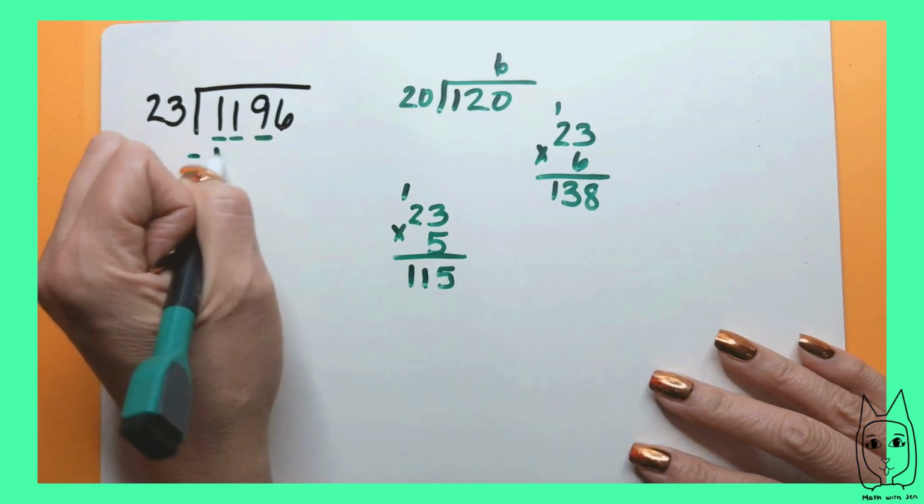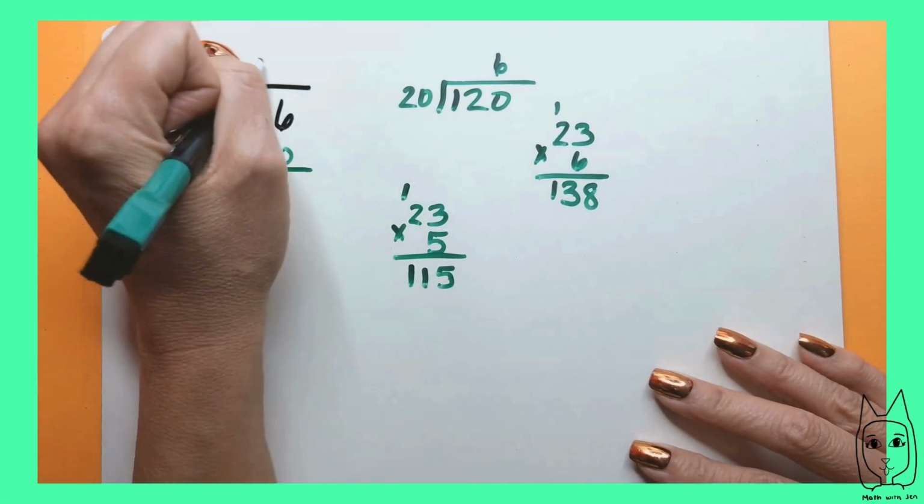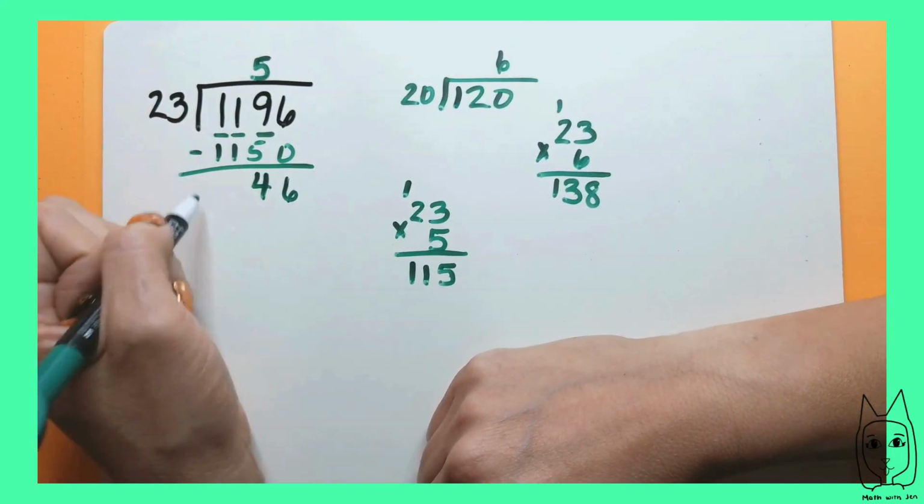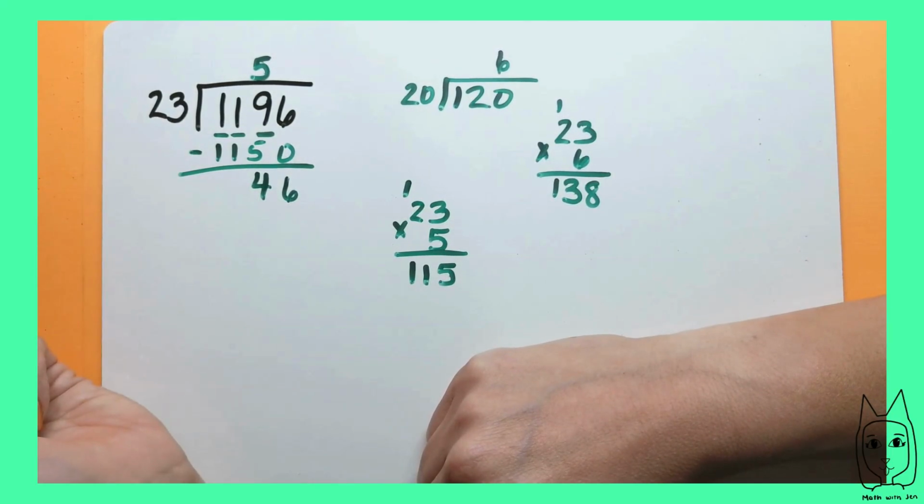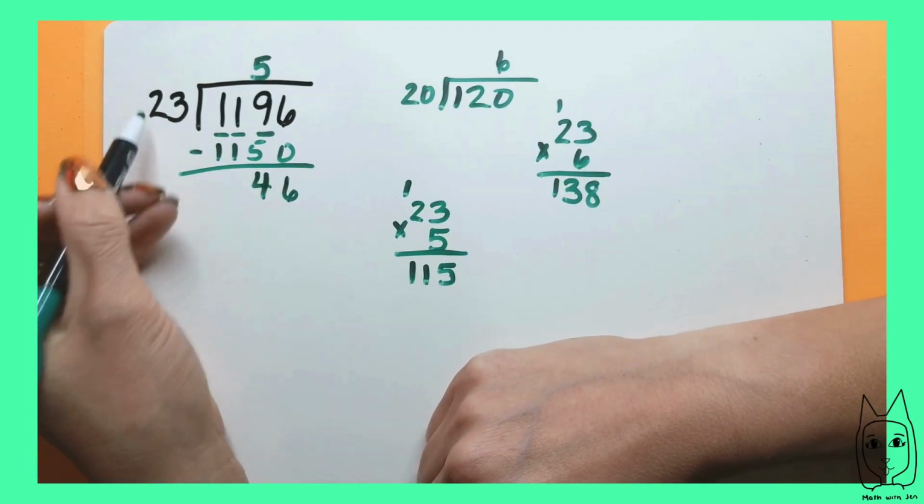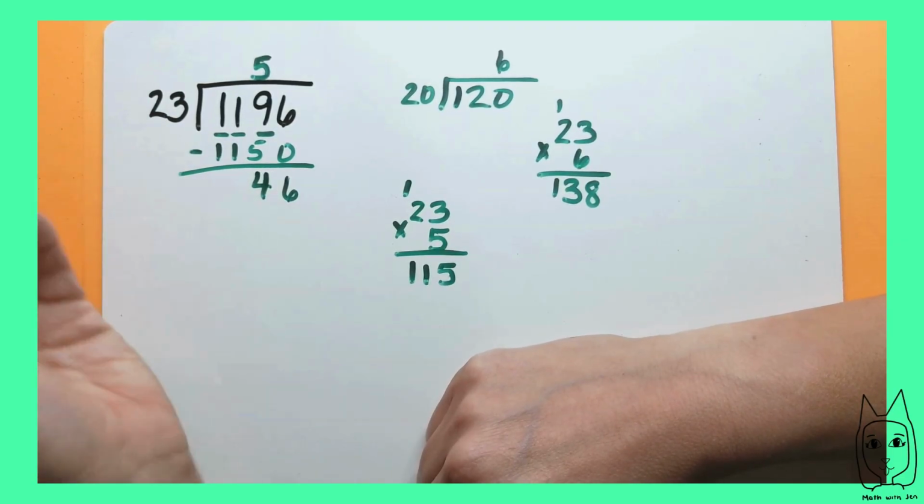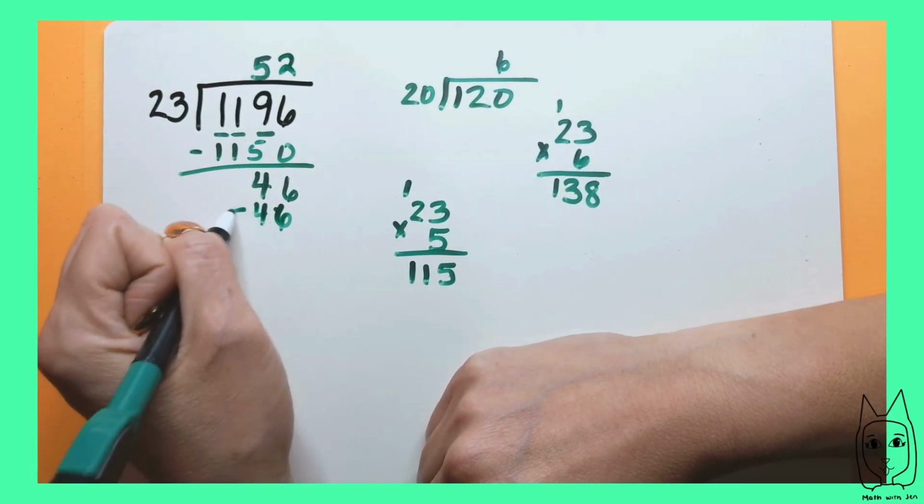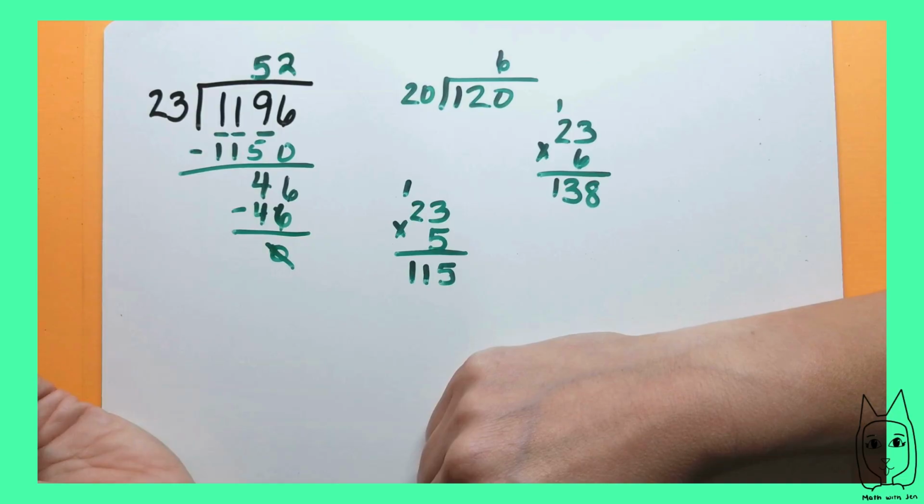I'm going to subtract 115. I'm going to put my 5 over the 9, subtract, and those are all zeros, so I have 46 left over. 23, we can maybe do this one in our head. 23 times 2, so that's going to give me 46. 1,196 divided by 23 is 52.